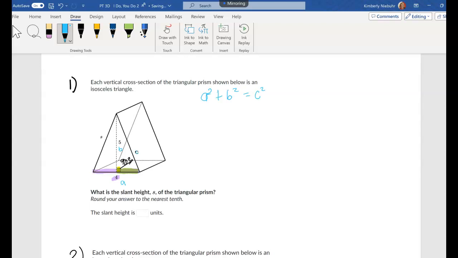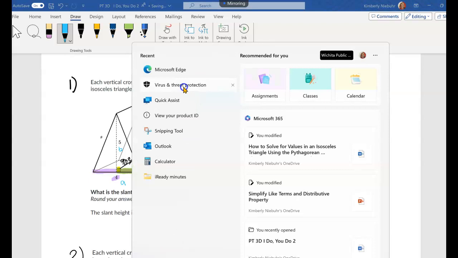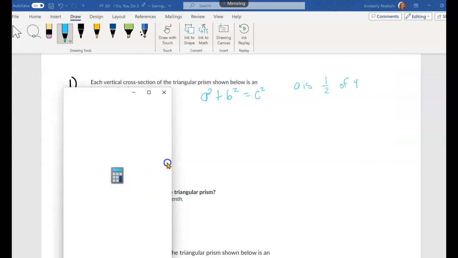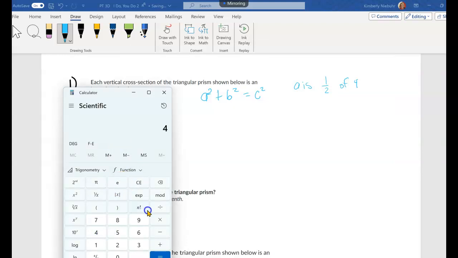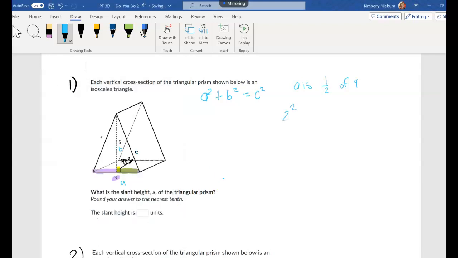Okay, so A is half of 4. What is half of 4? Well, we can figure that out by taking 4 and dividing it by 2. That would be half, right? 4 divided by 2 gives us 2. So 2 squared plus 5 squared equals C squared, or S squared.